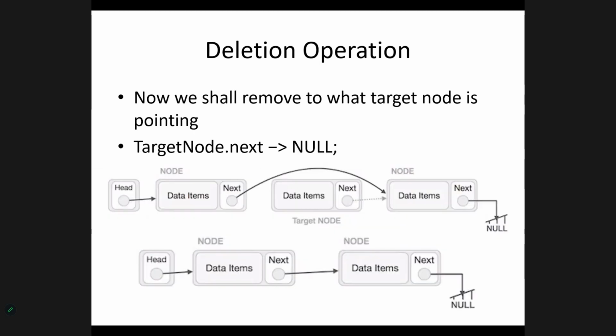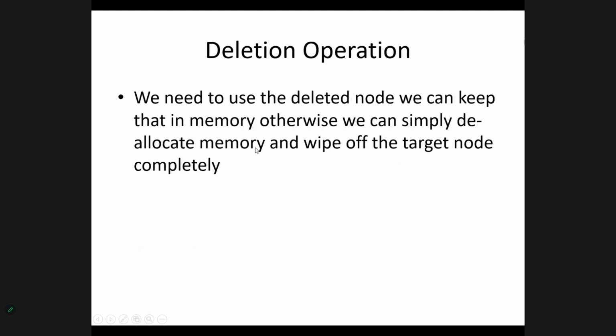So very easy, right? And then we shall remove what the target node is pointing to. We will assign the null value to target node dot next, because once you remove this, we will assign target node dot next null, right? Then it will stay stored somewhere in the memory. If you don't need that, we can remove that as well. So that is the deletion operation. For deletion operations, we can keep the deleted node in memory. Otherwise, we can simply deallocate the memory and wipe off the target node completely, right?